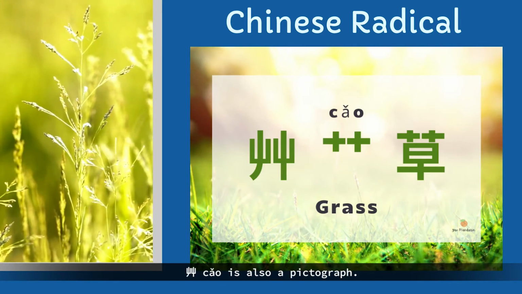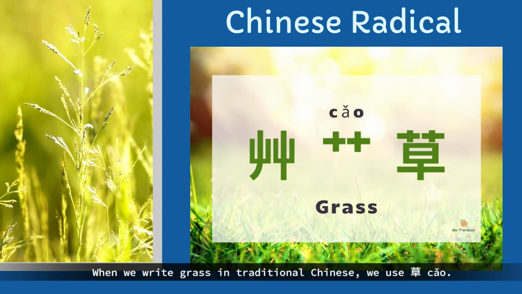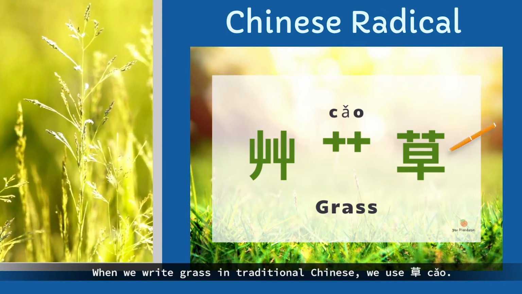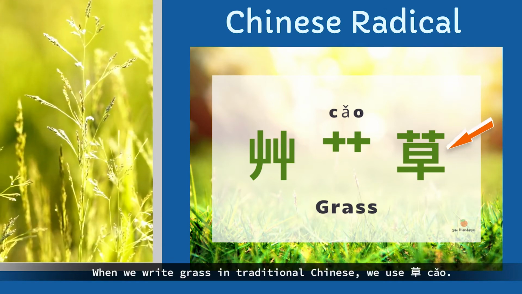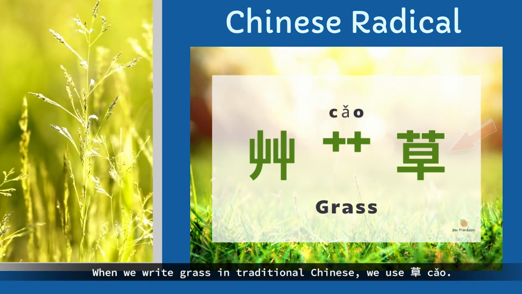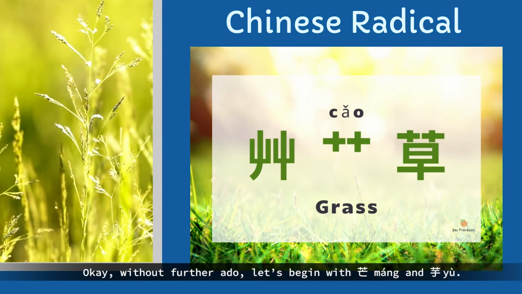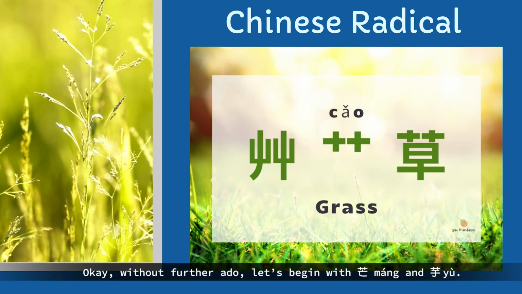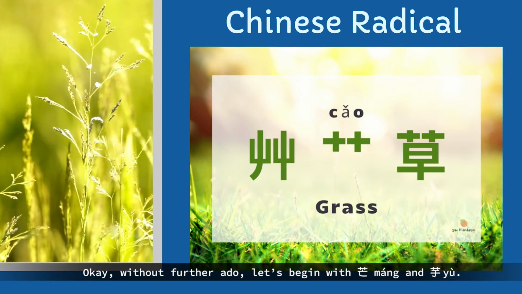草 is also a pictograph. When we write grass in traditional Chinese, we use 草. Okay, without further ado, let's begin with 芒 and 芋.